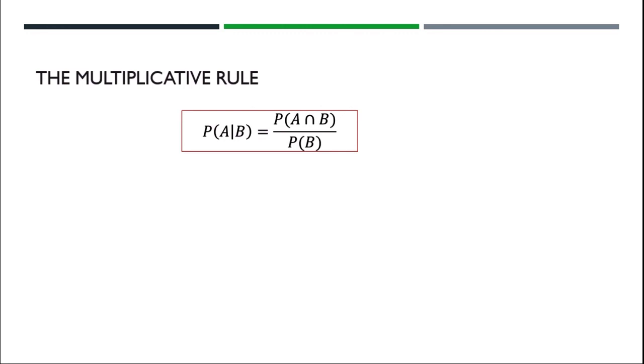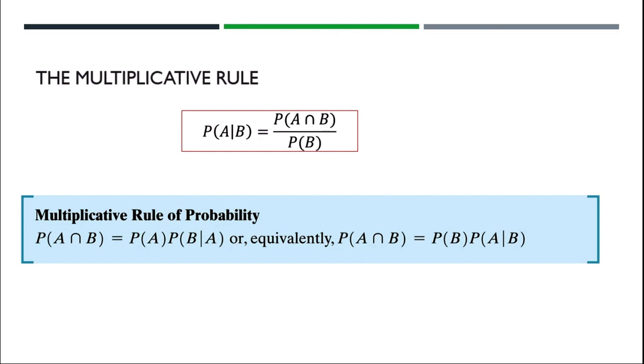Based on the conditional probability formula, we can develop another formula, which is often called the multiplicative rule of probability. That is, when the probability of A and B is unknown, you can derive it from the conditional probability and the probability of A or the probability of B.